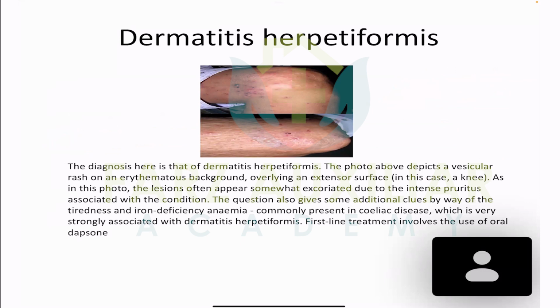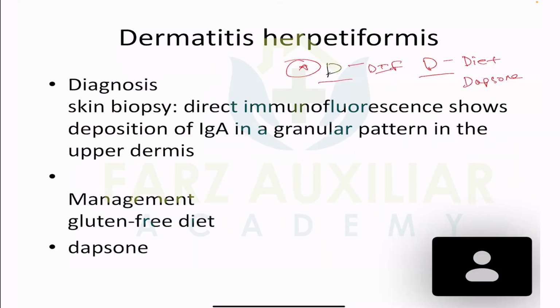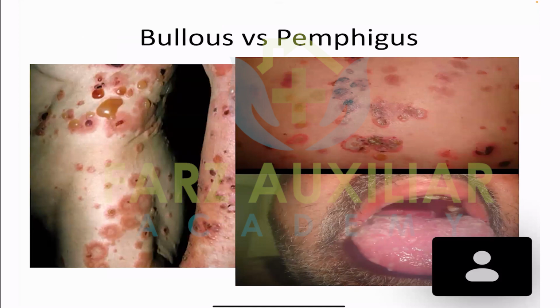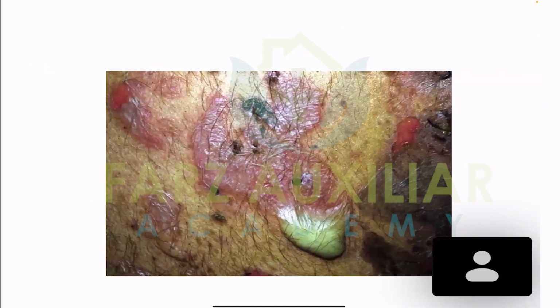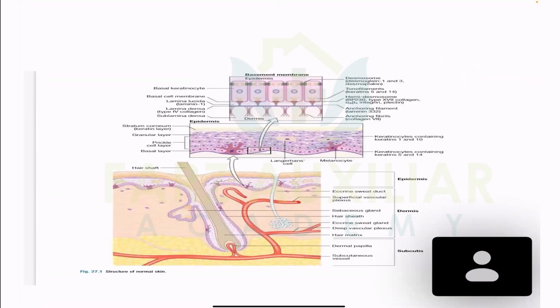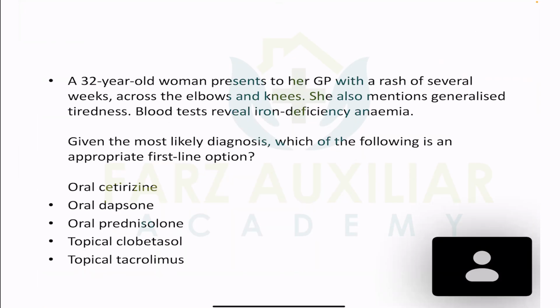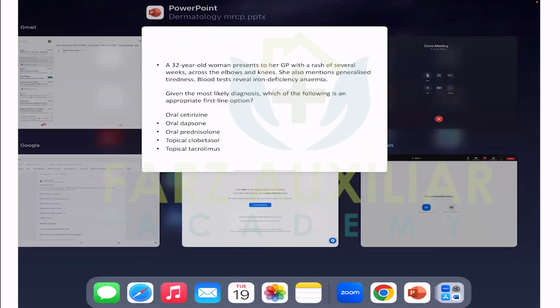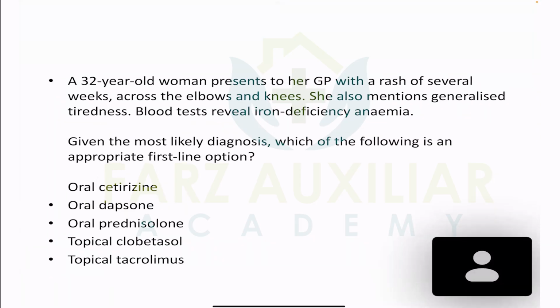So here are the lesions, the itchy lesions of dermatitis herpetiformis. Vesicular rash, there could be some blisters, intensely pruritic, very itchy. Now I want to share one question with you. Can anyone read it? What will be the answer? If you read it, I can see that my network is okay.